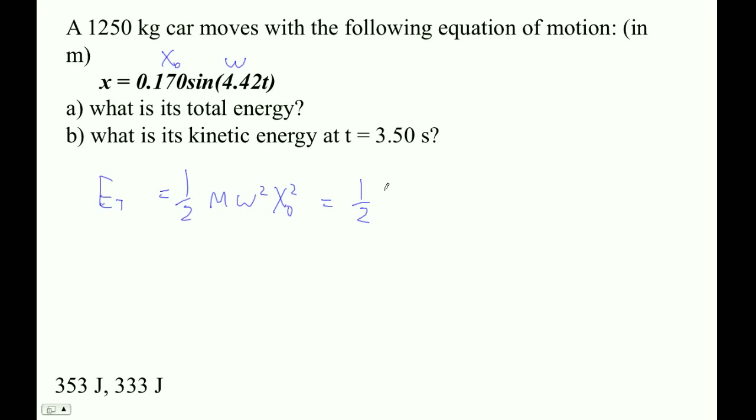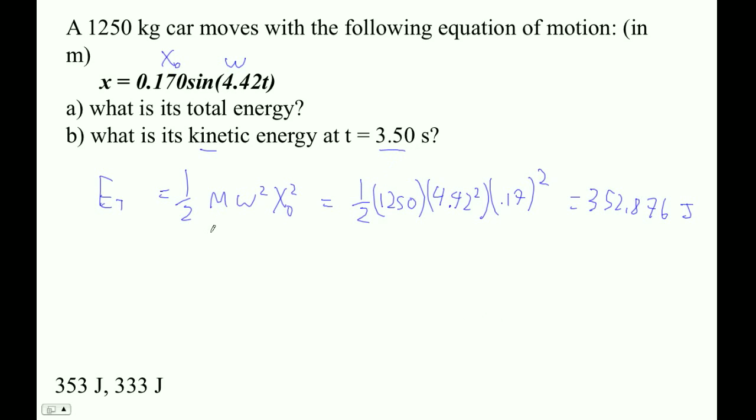Okay, so it's 1/2 times 1250, right, times, what's our omega? Oh, 4.42, right? Okay, times x naught, right? So 0.5 times 1250 times 4.42 squared times 0.17 squared is 352.876 joules, right? Okay, and then it says, what is its kinetic energy at time t equals 3.50 seconds.